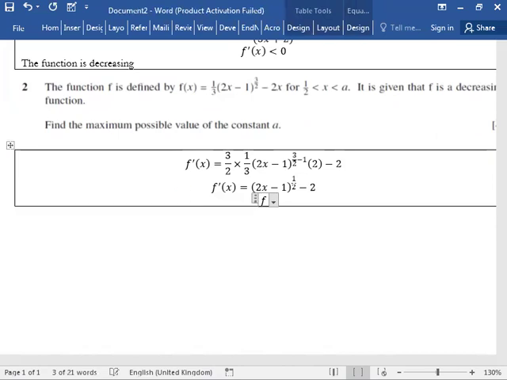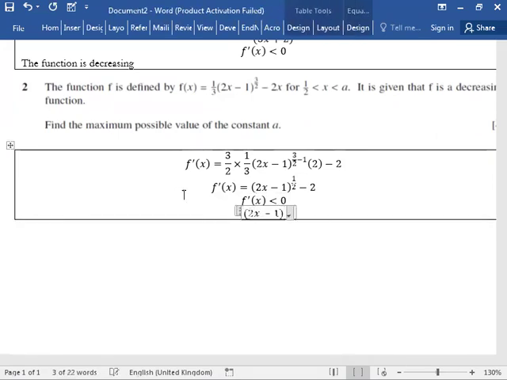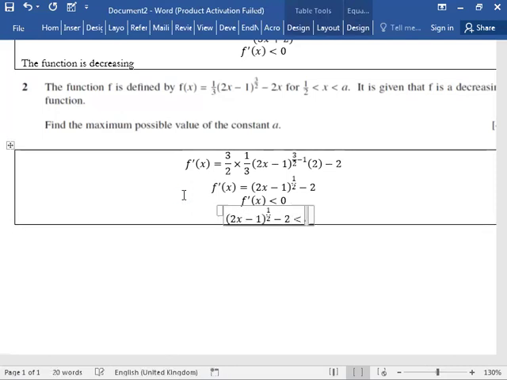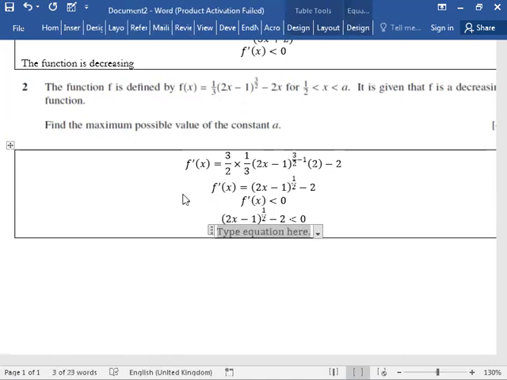Now what do I know? That f'(x) is less than 0. So I can say (2x minus 1) to the power half minus 2 is less than 0. The whole thing will be negative. Is that right?